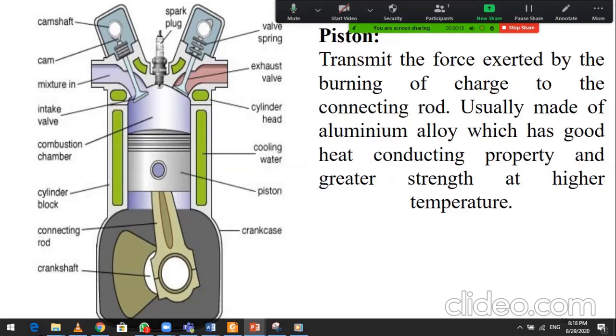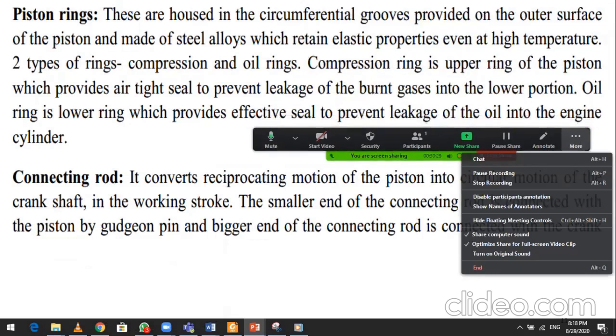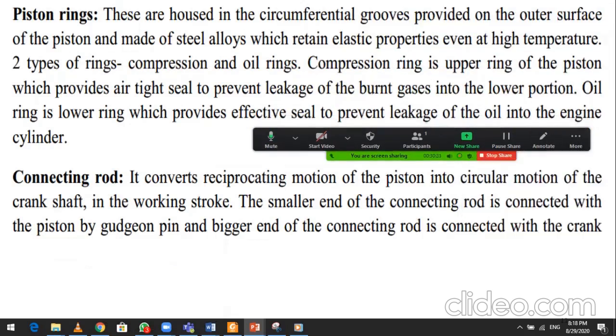Usually made up of aluminum alloy, which has good heat conducting property and greater strength at higher temperature. Okay, and we have another part, piston rings. Normally, piston rings are housed in the circumferential grooves provided on the outer surface of the piston and made up of steel alloys, which retain elastic properties even at high temperature. Two types of rings: compression and oil rings.